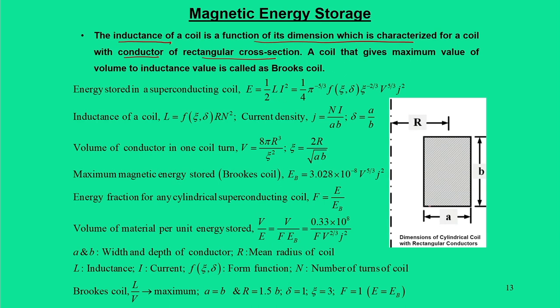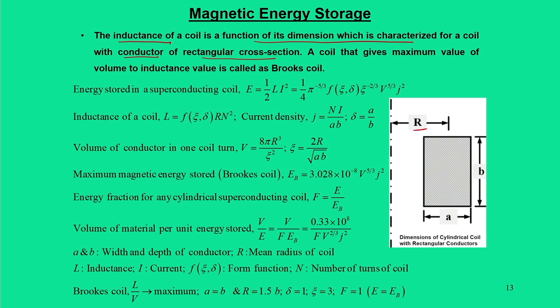So, basically we are looking at an electrical conductor with dimensions a and b, positioned with reference to some axis at a distance r. We are going to see, for this kind of geometrical configuration, and if it behaves as a superconductor, how we can define its energy storage capacity, or magnetic energy storage capacity.